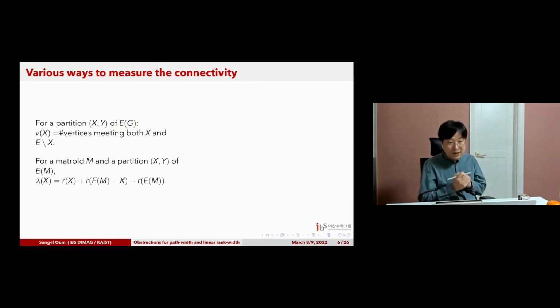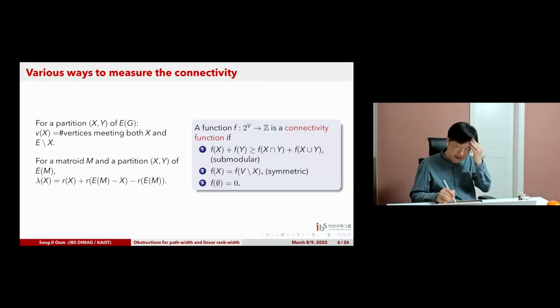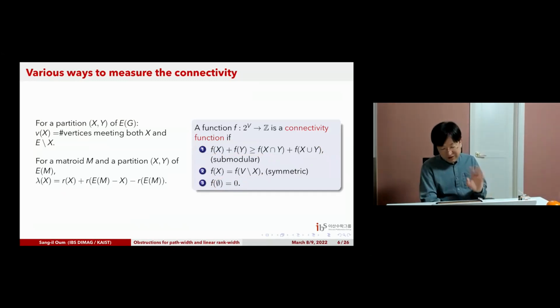In a matroid, we could measure the connectivity by this function: rank of x plus rank of the complement minus rank of everything. This is the standard connectivity function for matroids. And for these functions, you have common features. The common feature is that they satisfy the submodular inequality, and they are symmetric, so it doesn't matter whether or not you take a complement. And we normalize them, so the empty set gives you 0. Then we call it a connectivity function for a finite set V.